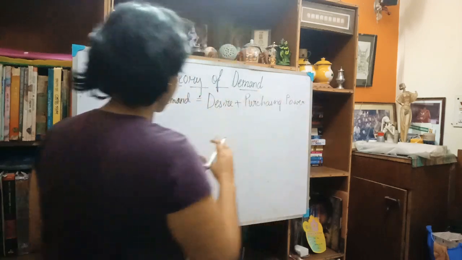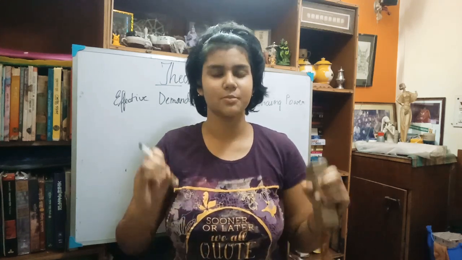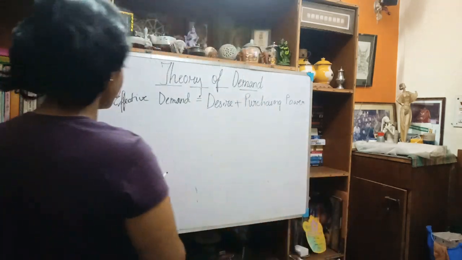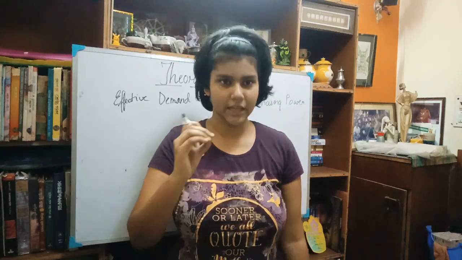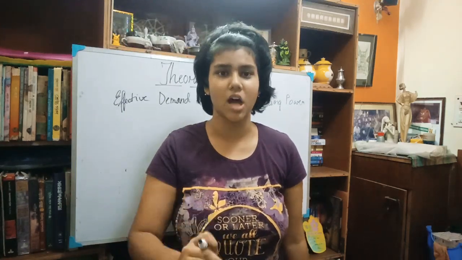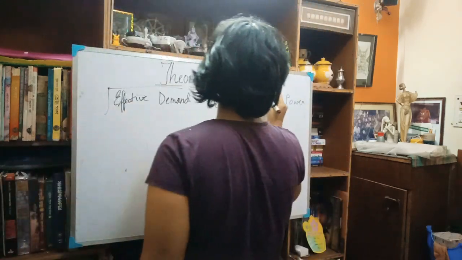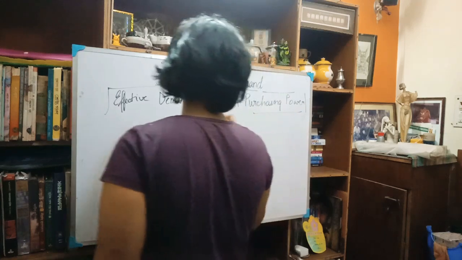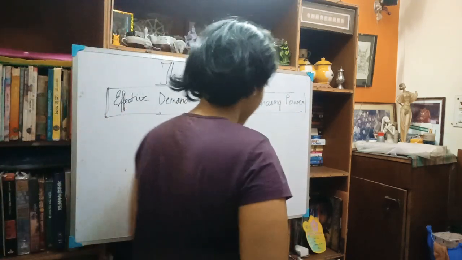So, what is the definition? The definition of demand is: demand for a particular commodity is the desire of a particular consumer backed by his or her purchasing power. So, effective demand is equal to desire plus purchasing power. Whenever they ask you the definition of demand, please write this equation along with the definition of demand. This equation is extremely important when you write the definition of demand.